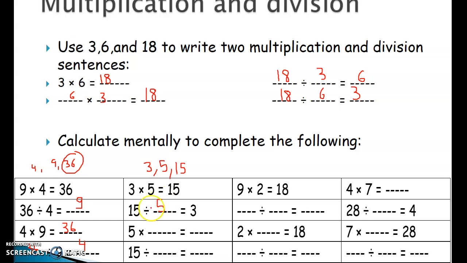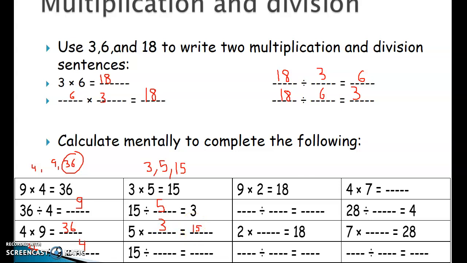Or you can do it like this. 15 divided by which number equals 3? I can look at the table, because we know that division is the opposite of multiplication. Which number in table 3 gives us 15? 5. So it's 5. 3 times 5, the same as 5 times 3, and we will get the same answer, 15.